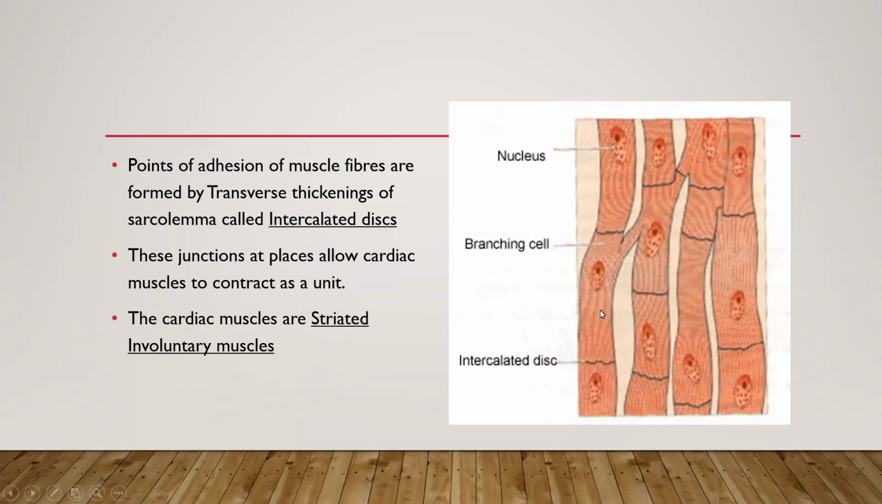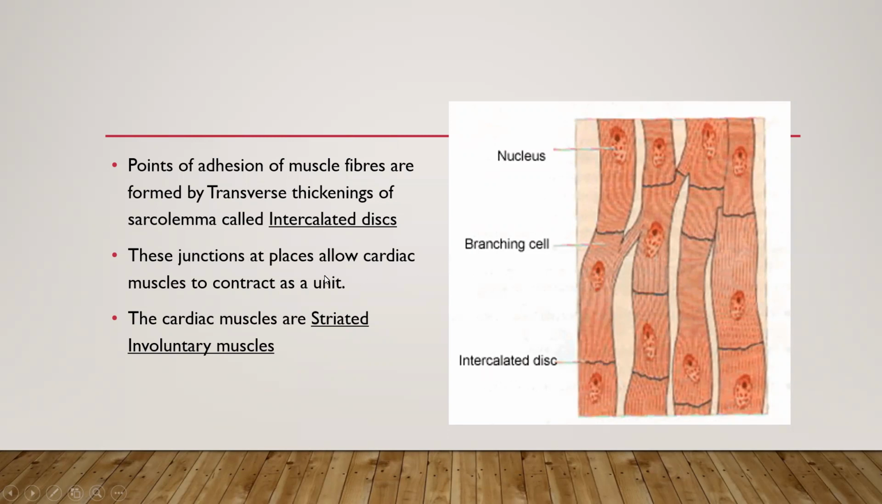So there are points of adhesion. Points of adhesion means what? Points of joining. This is one, this is another. So this is the point of joining, that is the point of adhesion. And this point of adhesion is in the form of transverse thickening, and this transverse thickening is called the intercalated disc.